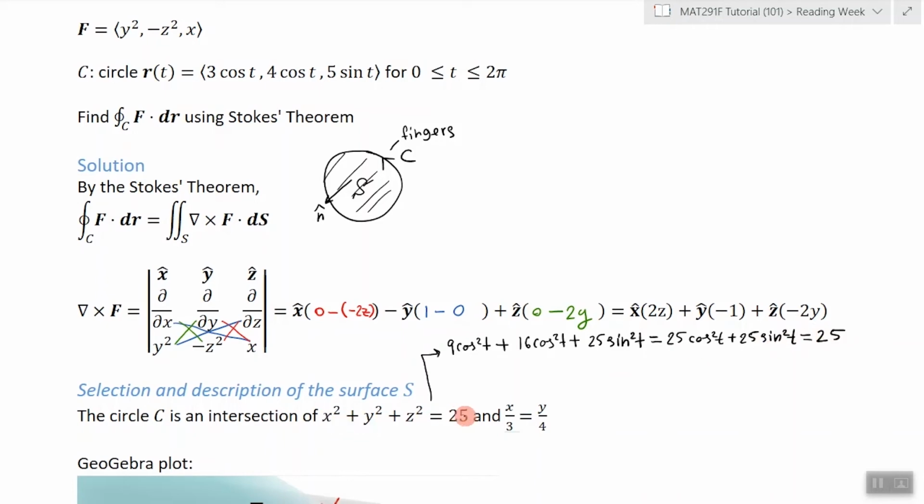So you see, this is correct. How about this one? Well, this one I got by looking at the x and y coordinates. So x over 3 is cosine t, and y over 4 is also cosine t, so the two are equal. That's how I got this.